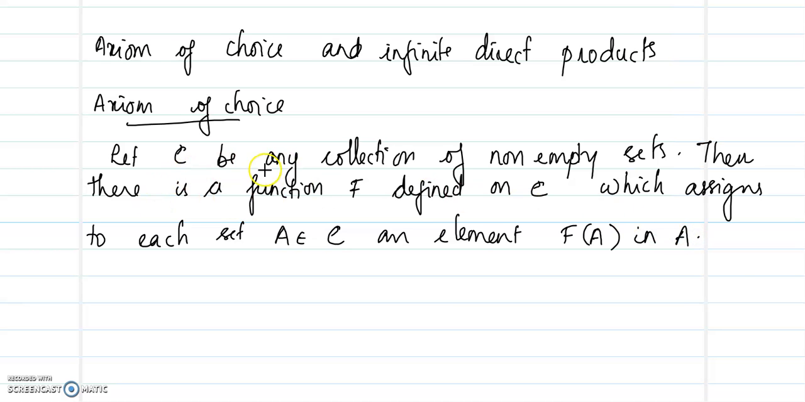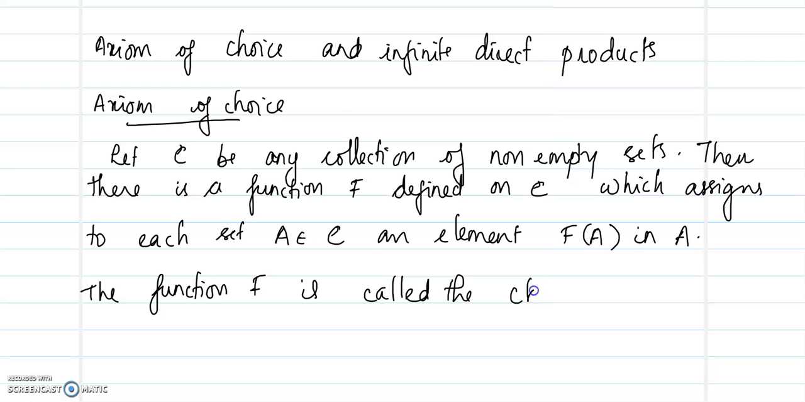So we have script C to be a collection of any non-empty sets. Then by the axiom of choice there exists a function f defined on script C. It assigns to each set A an element f of A. So corresponding to every set A in the collection, we are assigning an element in the set A. The function f we call the choice function.